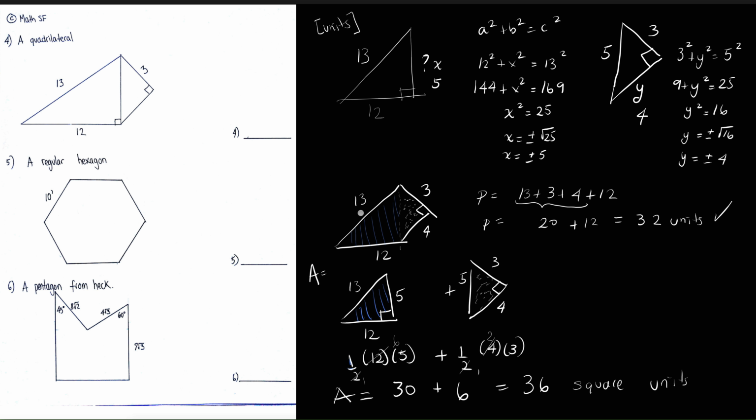Whenever you fill out your answer, for problem number 4 you're going to have P equals 32 units, and area equals 36 square units. Okay, so that's for problem number 4.